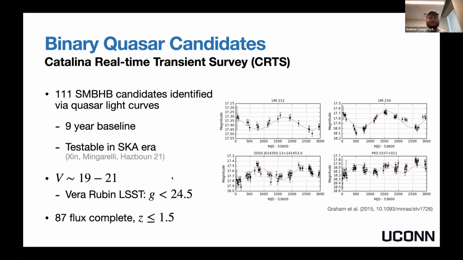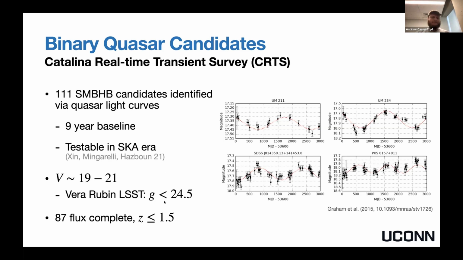The other thing that we're very excited about for the future is Vera Rubin LSST, which is just going to have much, much greater sensitivity. And so we're going to be able to probe these quasars to lower luminosities and out to higher redshifts, which will be great for these kinds of surveys.